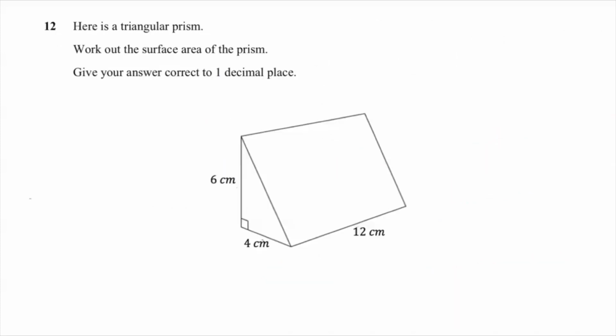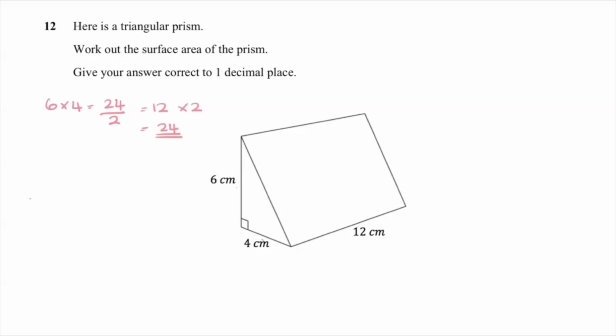Okay, our next question is asking us to work out the surface area of the prism. So that means we need to find the area of all the faces. Now, the front of this prism is a triangle. It is a 6 by 4. And remember, you always divide by 2, which gives us 12. Now, the back of the prism is also the exact same triangle. So we can just multiply that back up by 2 because there are 2 triangles. And then that will give us an answer of 24 for the front and the back.